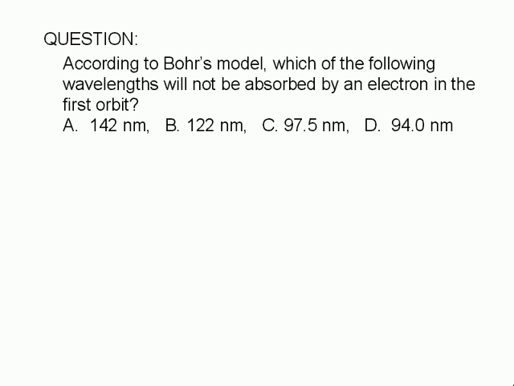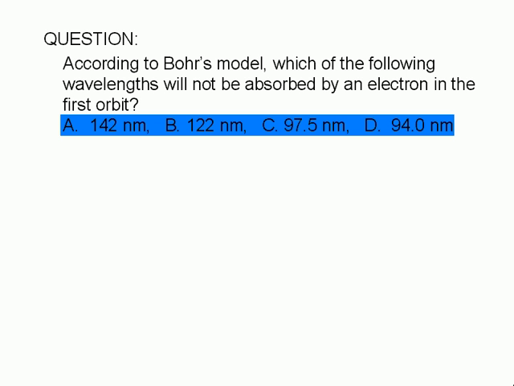According to Bohr's model, which of the following wavelengths will not be absorbed by an electron in the first orbit? A. 142 nanometers, B. 122 nanometers, C. 97.5 nanometers, or D. 94.0 nanometers.